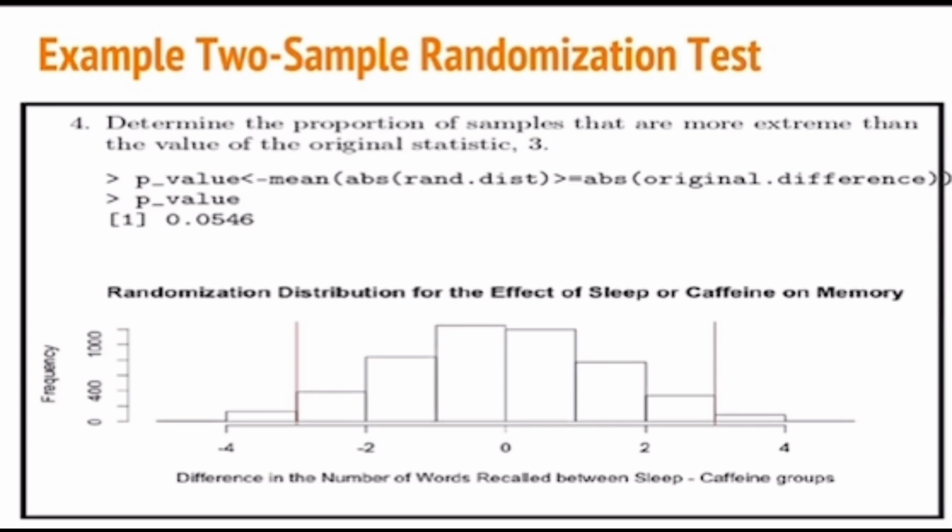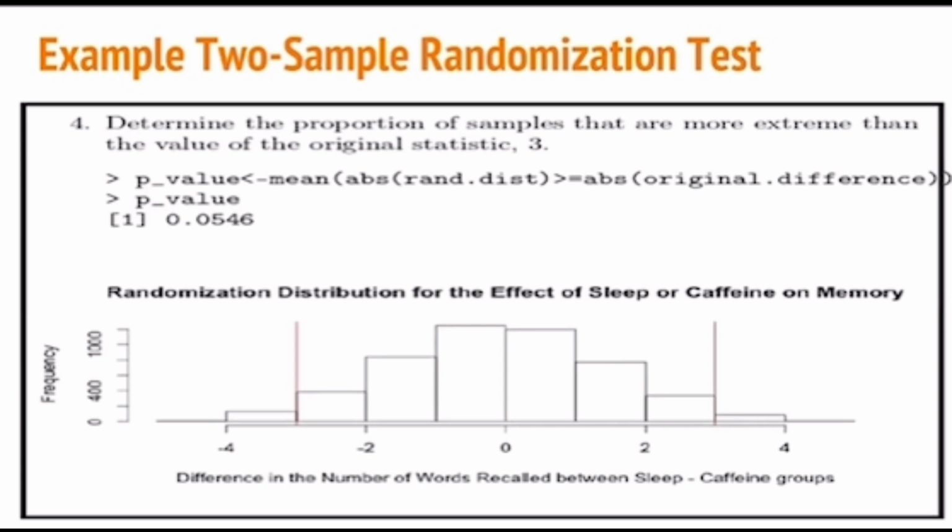And what is the conclusion now? 0.0546. That is greater than the 0.05 level of significance. And you're going to say there's no difference. There's no significant difference.